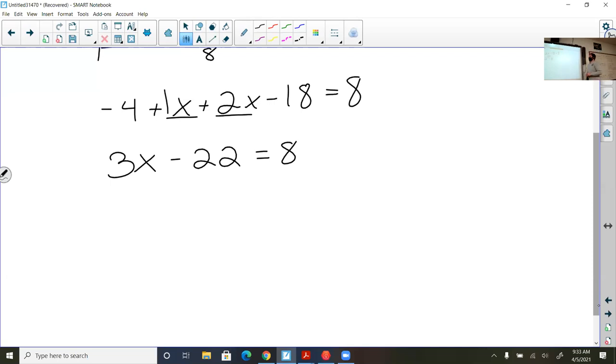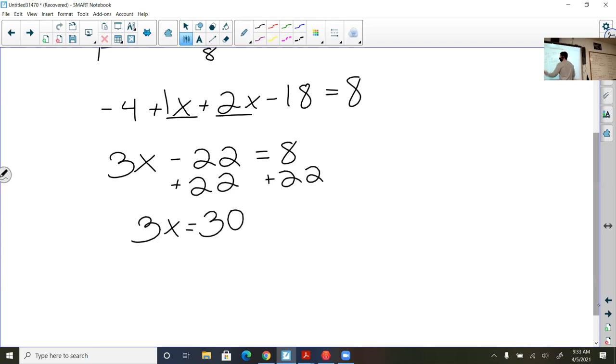And then hopefully from here, we're comfortable with solving. Just giving people a moment that are writing it down. So I'm getting 3x to equal 30. And since it's 3 times x, I'm going to divide by 3 and divide by 3. So x is equal to 10. So those were the two segment addition problems. Again, the answers were x equals 7 and x equals 10.